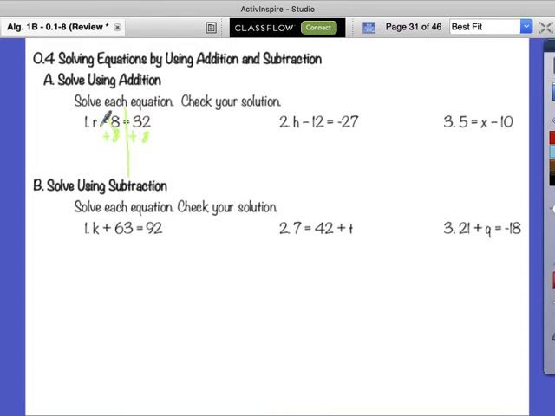So I'm going to add. So now I have r on this side because my 8s went to 0. R equals, what's 32 plus 8? 40. Yep. And we have to keep the equation balanced, so we have to add 8 to both sides. We get r equals 40. Now, how do we check our solution?